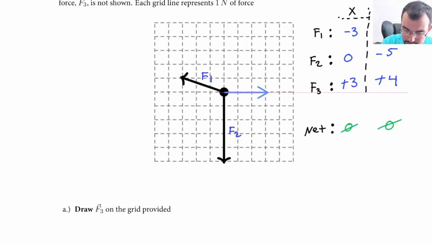So 1, 2, 3. 1, 2, 3, 4. And again, we can check that this works, because the horizontal forces will cancel, because this is 3. This is also 3. The vertical forces cancel, because this is 1, 2, 3, 4, 5, and this is 1, 2, 3, 4, 5. So it all works out.